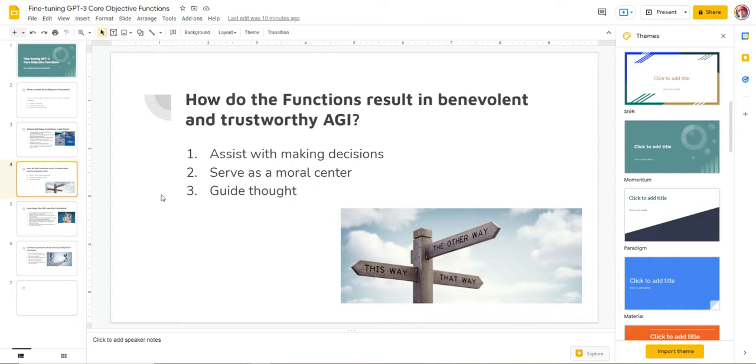And lastly, the core objective functions help guide thought. I'll get into how these core objective functions are integrated into the thought of AGI later. But just keep in mind that these core objective functions really are central, hence core, to the operation of AGI.